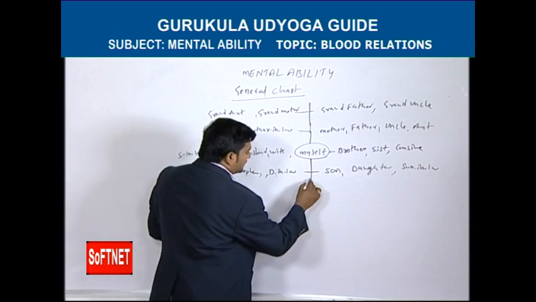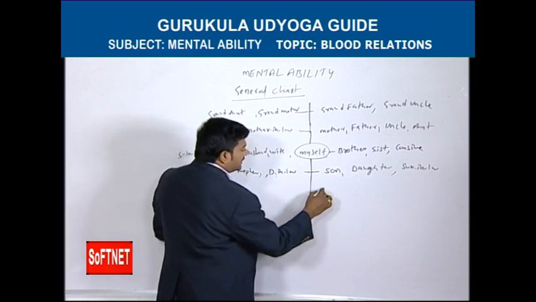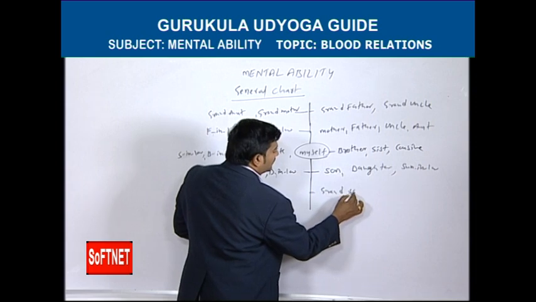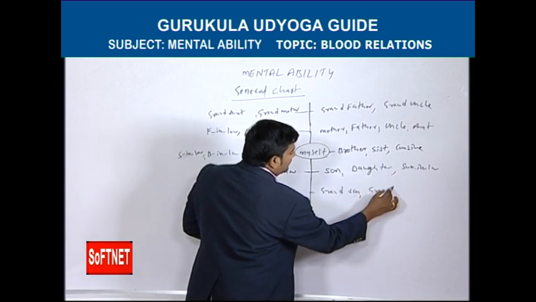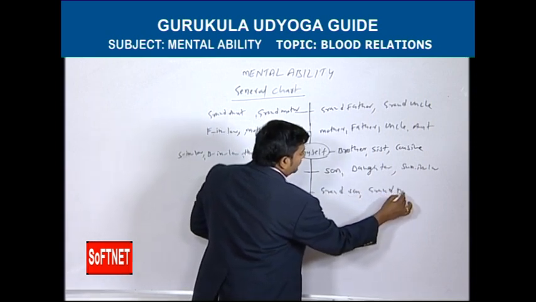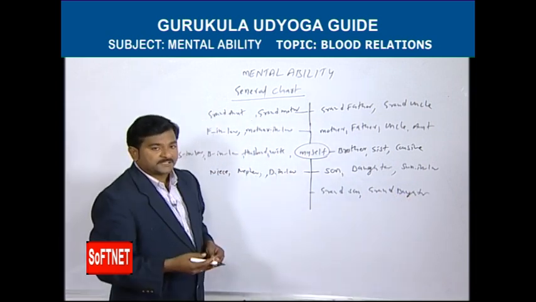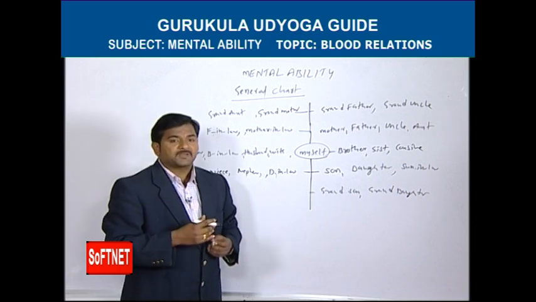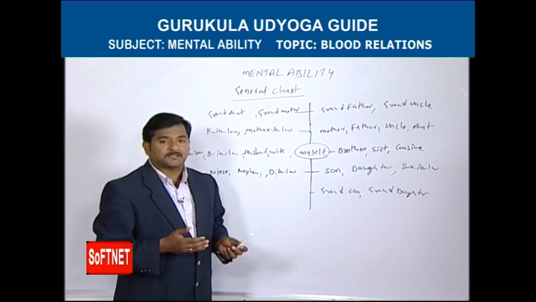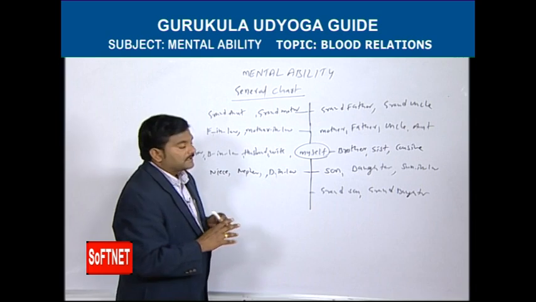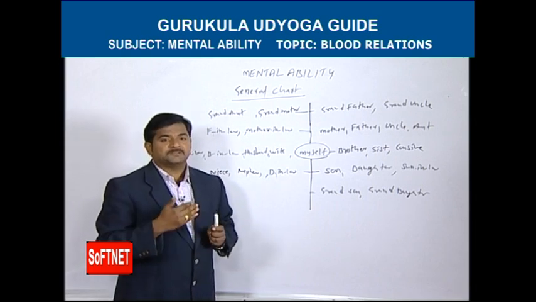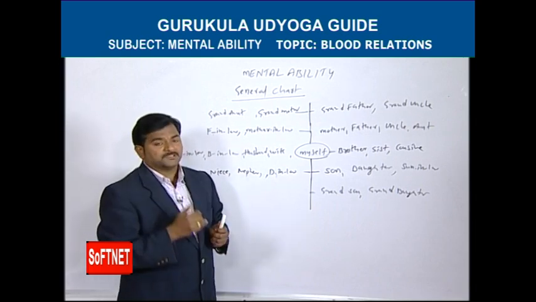And we can take the next generation. So next generation, what we can take here? My grandson, or my granddaughter. If we take the next generation, my great grandson or my great granddaughter, etc. So this is a relation chart. By using this relation chart, sometimes this chart may be useful to solve some kinds of questions.